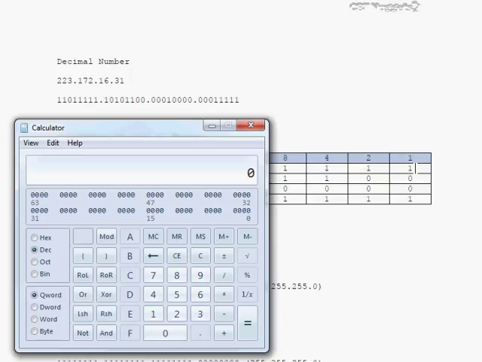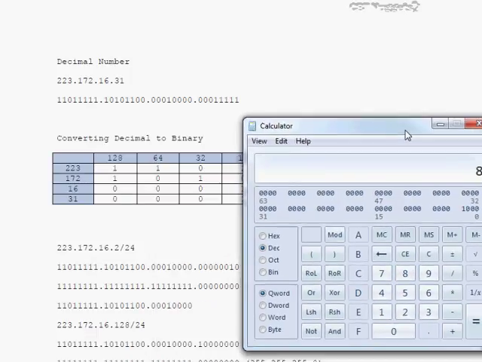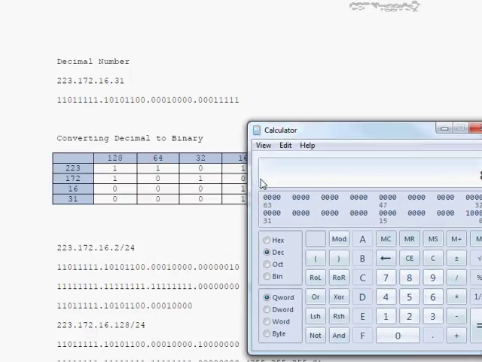So we want to add this all up. We would add 1 plus 2 plus 4 plus 8. So let's start with that. 1 plus 2 plus 4 plus 8. Then what else have we got? We got 16. Okay, there's 16. So we go plus 16 plus 64 plus 128 equals 223, as you can see right here.